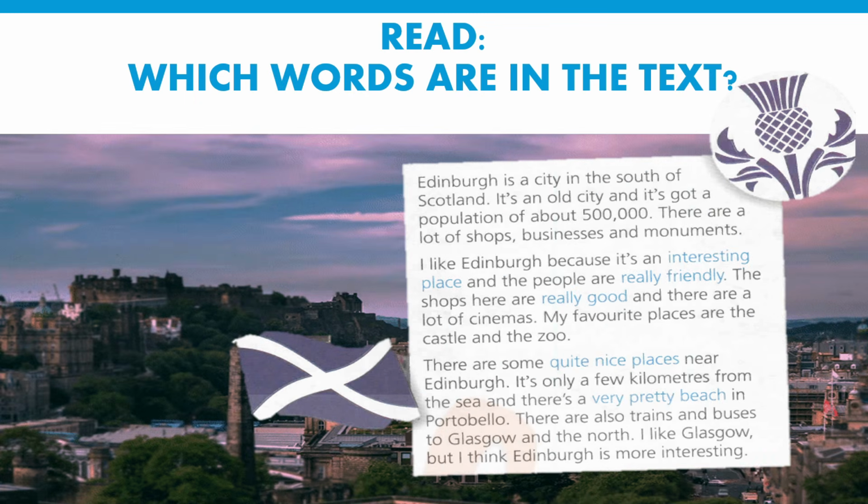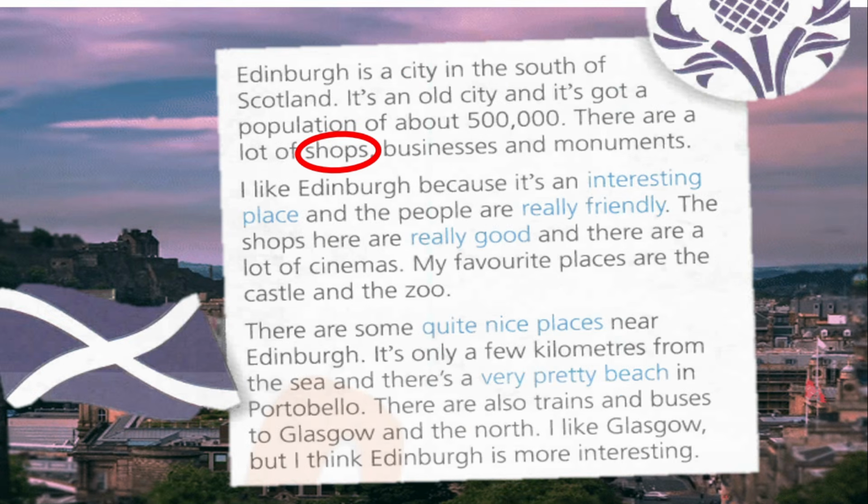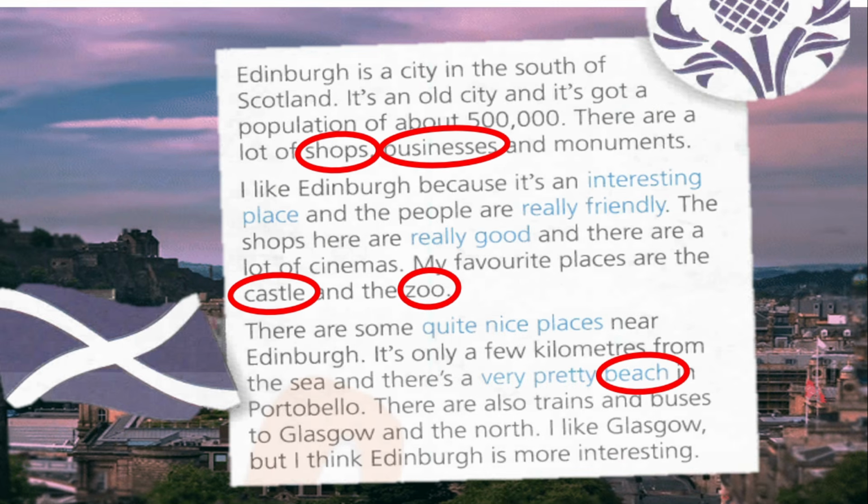So, based on the text we have read just now, how many words that we had gone through in the previous activity can you find in this text? Shall we go through together and see how many words you get correct? The first one is shops. The second one is businesses. The third one is castle. The fourth one is zoo. And last but not least, beach.